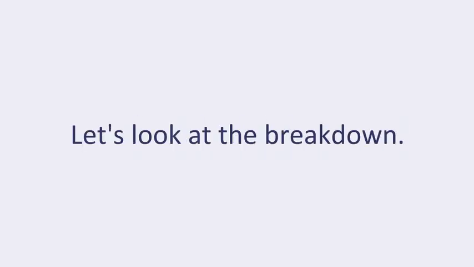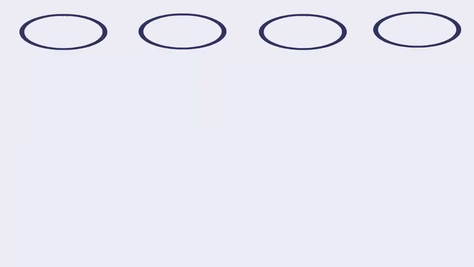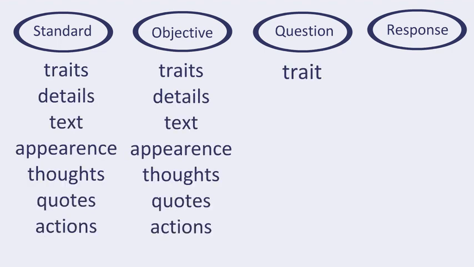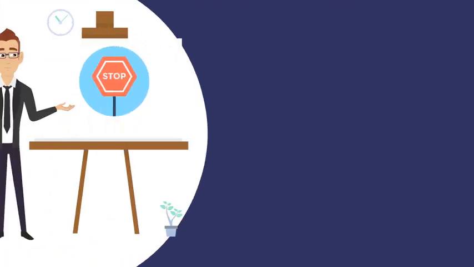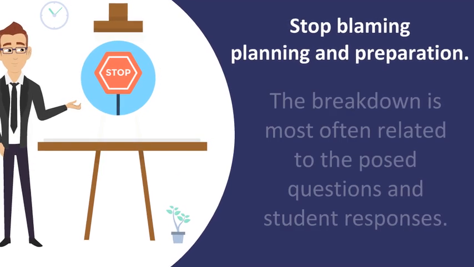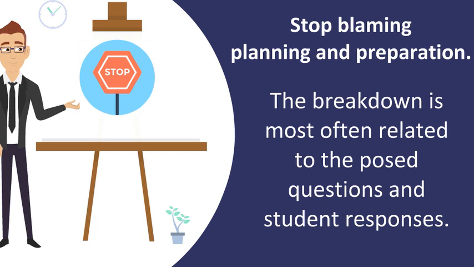When looking at standards, objectives, questions, and responses through targeted academic nouns alone, the lesson breakdown becomes strikingly clear. It's common for principals to prescribe additional planning opportunities in data meetings when student achievement falls below expectation, but it's far more likely that the breakdown is happening during the instruction itself.